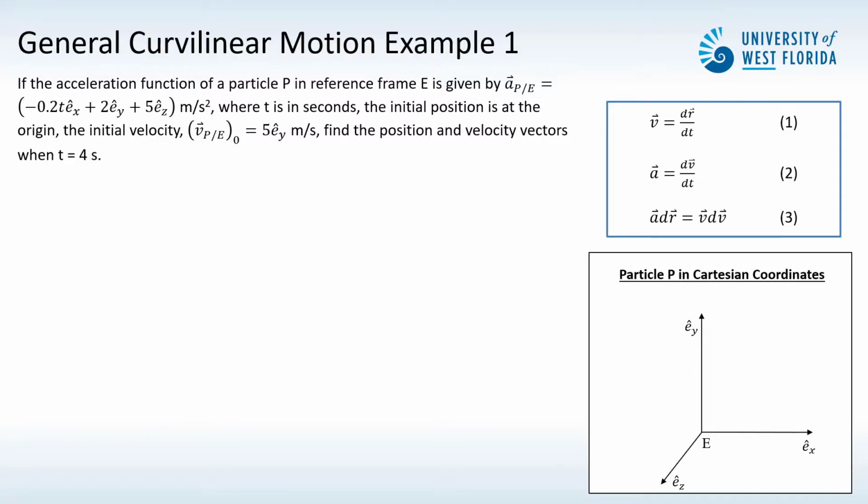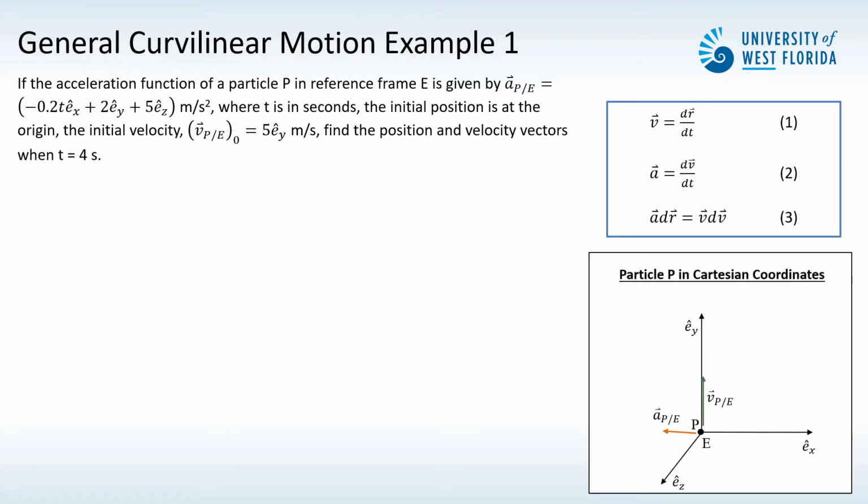Let's do an example. Here we're given acceleration of a particle p as a function of time. We have the initial position at the origin and a value for the initial velocity. We need to find the position and velocity vectors when t is 4 seconds. I will add a picture for this problem, though working in 3 dimensions makes it difficult to visualize the motion.